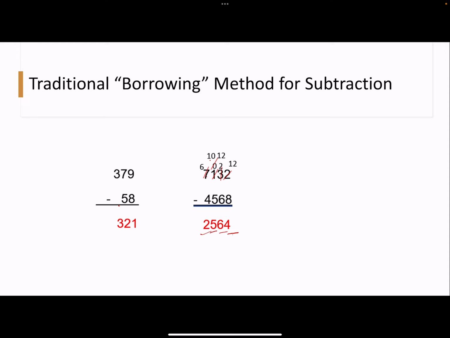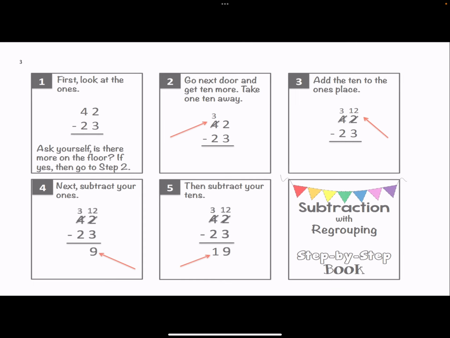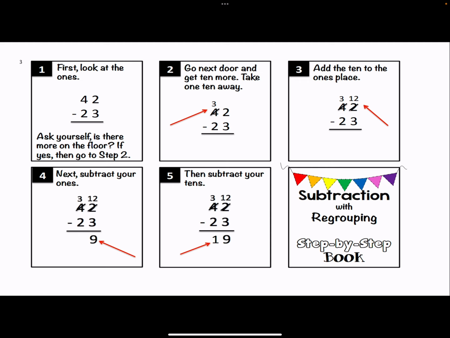Of course, this is probably the method that you were taught for subtraction. It is a good method. There is actually a good clip art that I found that I thought would be useful. It says, first, look at the ones. Ask yourself if there's more on the floor. If yes, then go to step 2. Go next door and get 10 more. Take 1 ten away. Add the 10 to the ones place. Next, subtract your ones, then subtract your tens. And so this is just a visual that you could give your students when you're teaching subtraction.